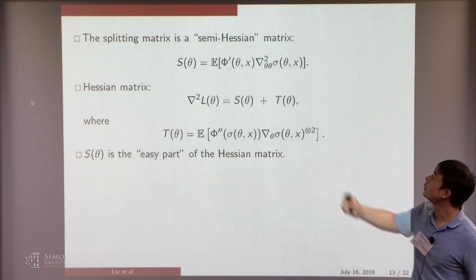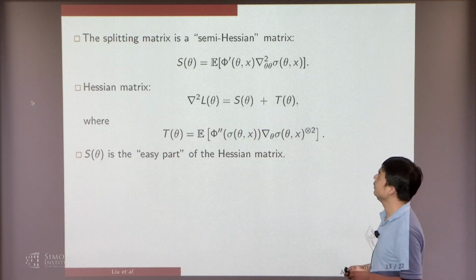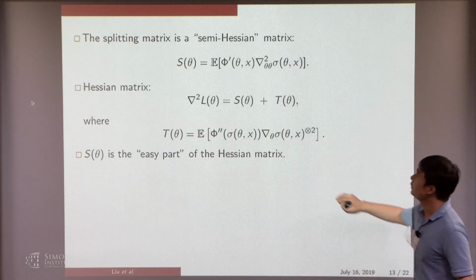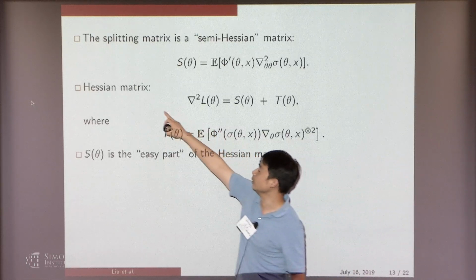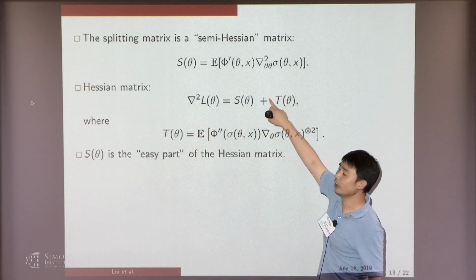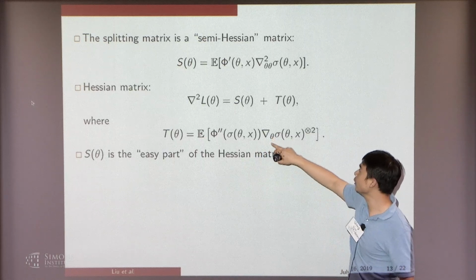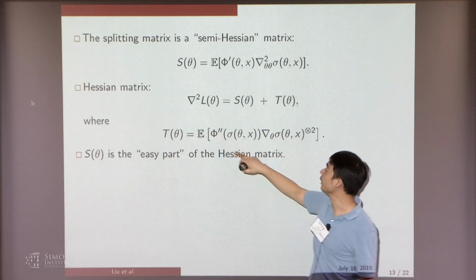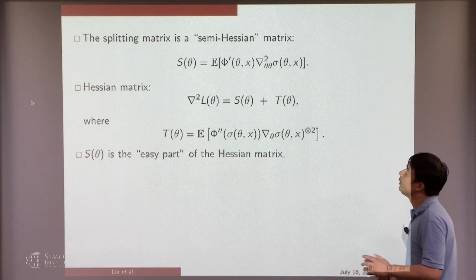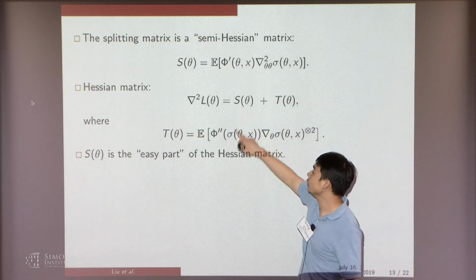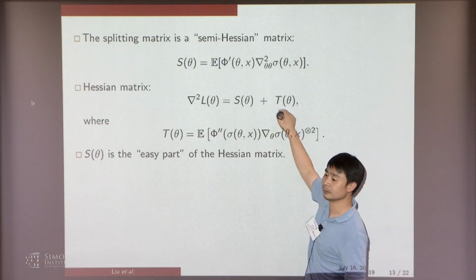Okay, so here is just another comment about the splitting matrix. It has a very interesting structure that has a mix of first order derivative and second order derivative. It's very similar to the Hessian matrix, except that the Hessian matrix has an additional term. By chain rule, it has S_theta, which is the first term, and the second term is actually taking the second derivative for phi, and then the first derivative for sigma. Now, one important comment is that S is actually an easy part of the Hessian. I will show why this is the case, meaning that it's much easier to calculate S than T.